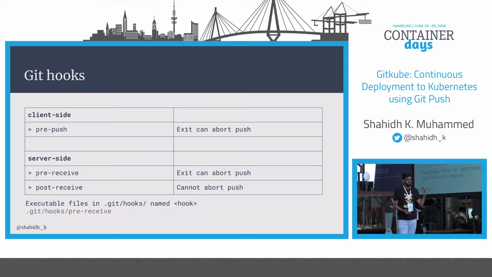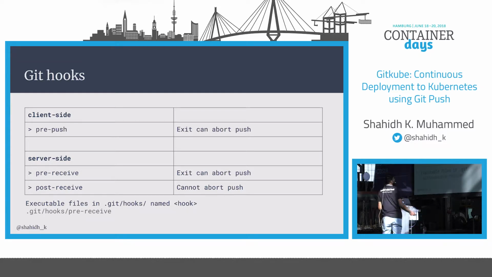And we are interested in these particular hooks. You can find these hooks in the .git/hooks directory in your local Git repository. And if it is a bare repo, which is on the remote where you push to, you can find them there as well. Some hooks are client side, some hooks are server side. We look at the pre-push hook, which is the client-side hook, executed before the objects are sent to the remote. And any error in this hook can stop the push.